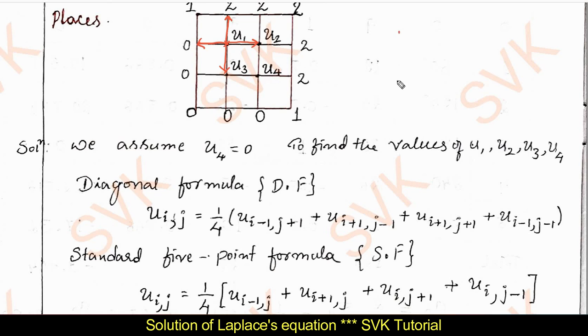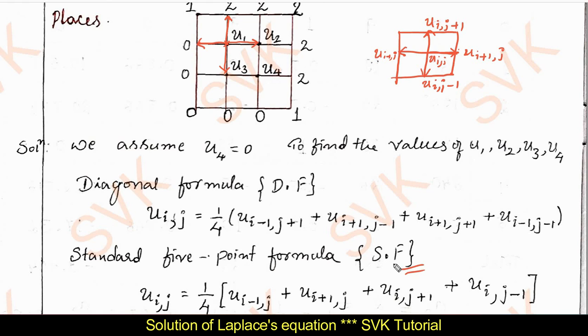So if you consider a mesh and you want to find the value of ui comma j, then the sum of the values ui minus 1 comma j, ui plus 1 comma j, ui comma j plus 1, and ui comma j minus 1. The sum of all these values divided by 4, that will be the standard 5-point formula.